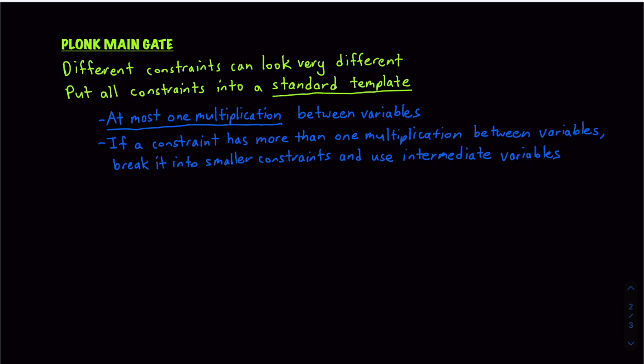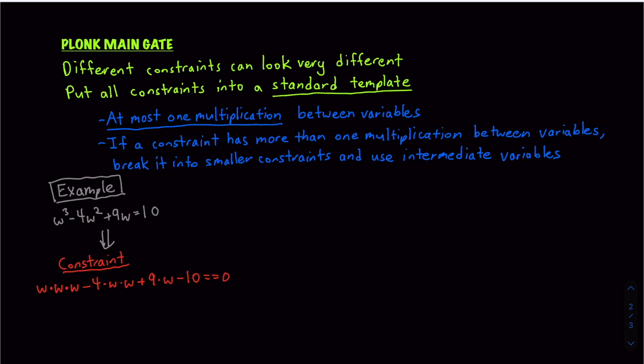Let's revisit our example, w cubed minus 4w squared plus 9w equals 10. We rewrote this computation as the constraint w times w times w minus 4 times w times w plus 9 times w minus 10 equals 0. But notice something, this constraint contains multiple multiplications between variables. For example, w times w times w already involves two multiplications. That doesn't fit our template. So what do we do? We introduce intermediate variables. Let's call them t1, t2, and t3, and break this one large constraint into smaller ones that follow the template, like so.